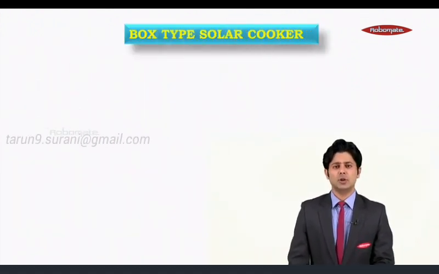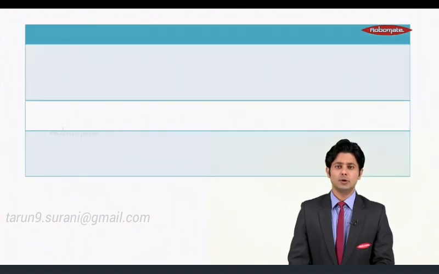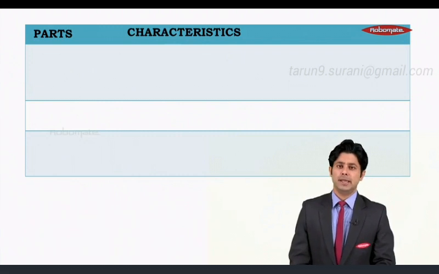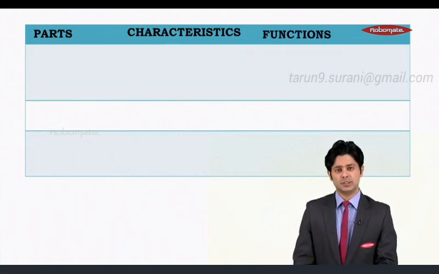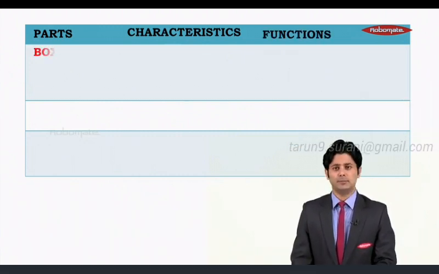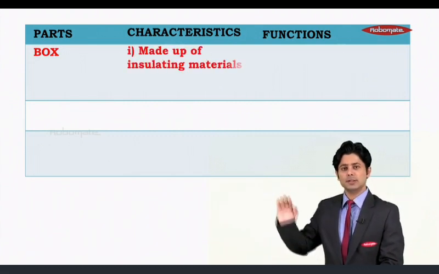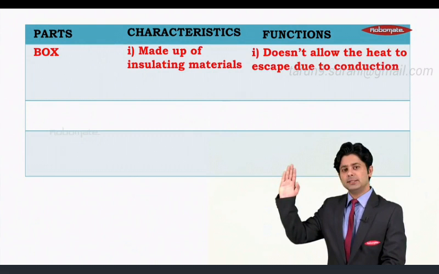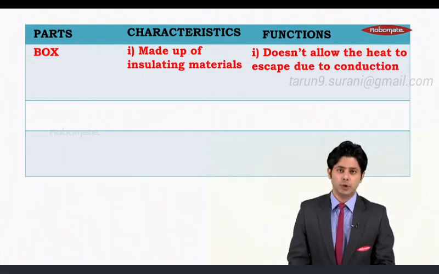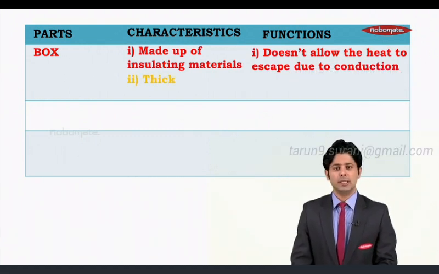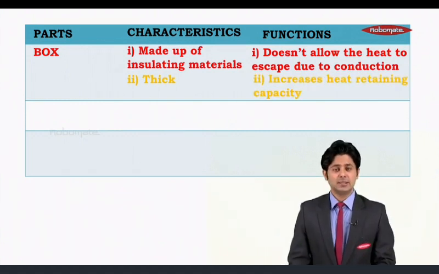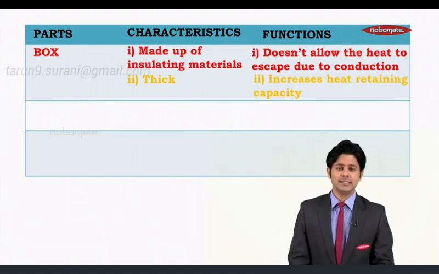Now, the box type solar cooker. In the exam, you will be asked about the parts, their characteristics and functions. Let's see one by one. Here, the first is the box, made of insulating material. What does it do? It doesn't allow the heat to escape back due to conduction. Moving to the next point, it is thick. Why is it thick? Because the heat retaining capacity increases.